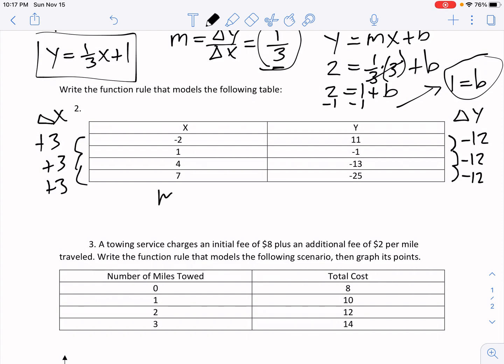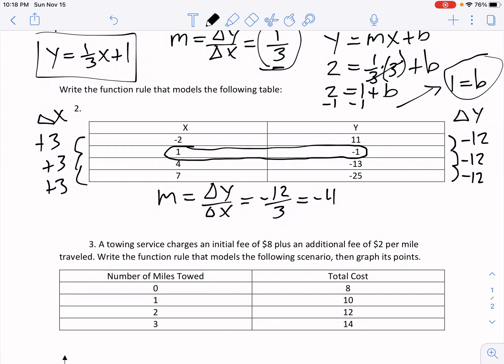So my slope, change in y over change in x, is -12 over 3, or we can think of it as -12 divided by 3, which is -4. So I have a slope, I need to find b. Well, again, we can pick any x, any y we want to plug in. Maybe we want to plug in 1, -1, because 1s are always nice to work with. Let 1 be our x, and let -1 be our y.